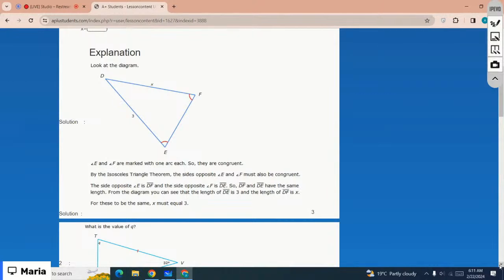By the isosceles triangle theorem, the sides opposite the congruent angles must be congruent. The side opposite angle E is DF, and the side opposite angle F is DE. So DF and DE have the same length because the angles are congruent. You are given DE is 3, so x is also 3. Got it?